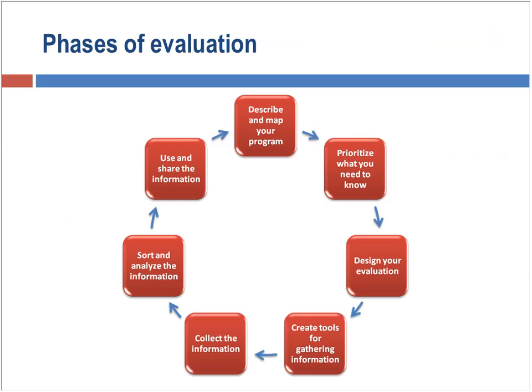So the 7 steps to evaluation illustrated on this slide include Step 1, describing and mapping your program. Step 2, prioritizing your evaluation questions. Step 3, designing the evaluation. Step 4, identifying or developing data collection instruments. Step 5, collecting the data. Step 6, organizing and analyzing information. And Step 7 is sharing and using evaluation results. For the remainder of my portion of the webinar, we'll highlight some unique features of the toolkit within each phase of the evaluation.